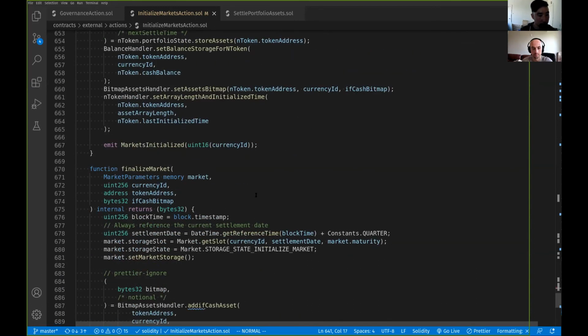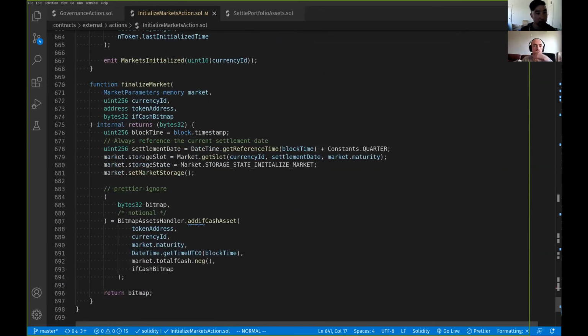And what this is essentially doing is it's going to set the market's storage slot, which has a special storage state here, and write that to storage. And again, the market will have a total Fcash amount, and we are going to add the negative side of that to the N token account, right? So this is exactly how we provide liquidity.